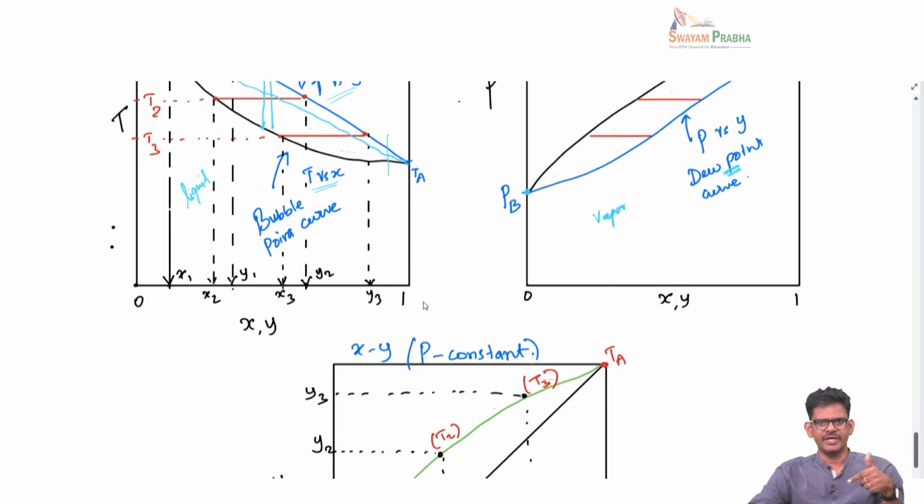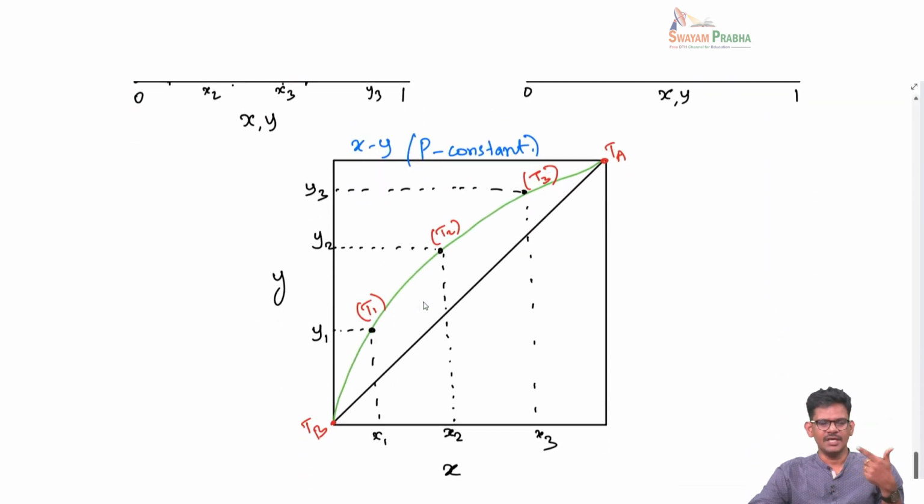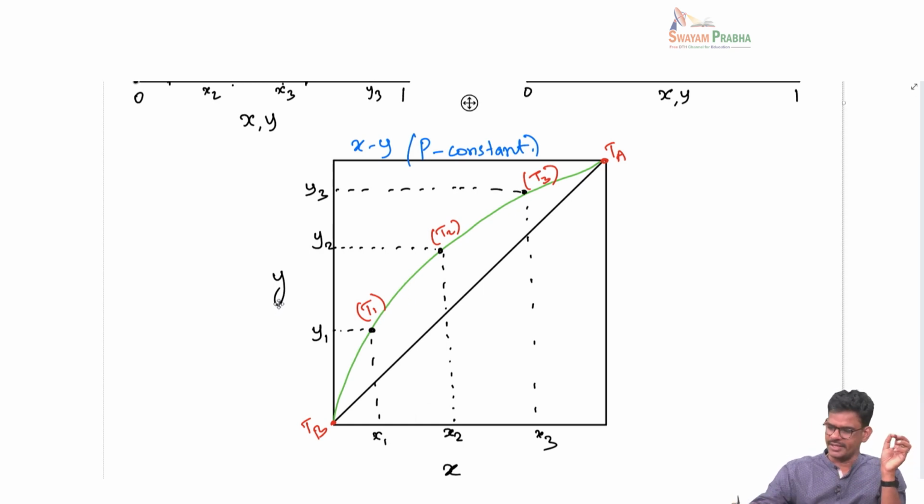But when we actually think about distillation column design, we map this phase equilibria in a much simpler way by looking at the relationship between only x and y.